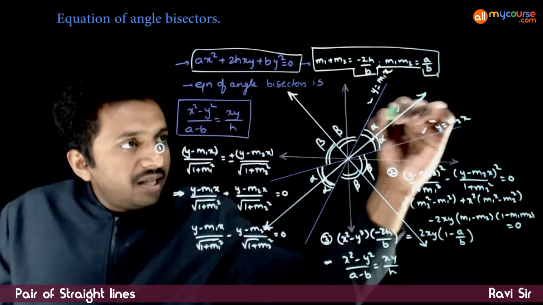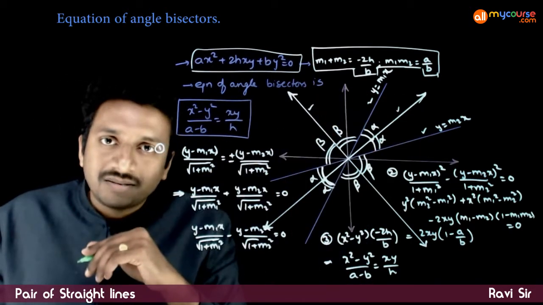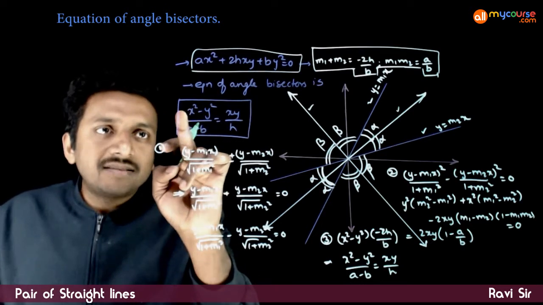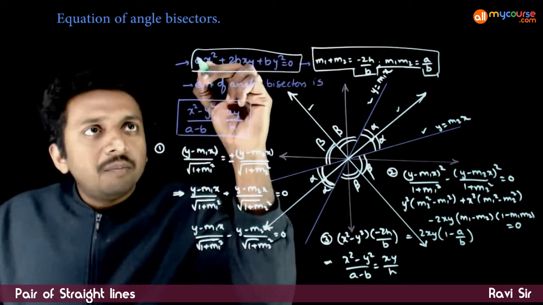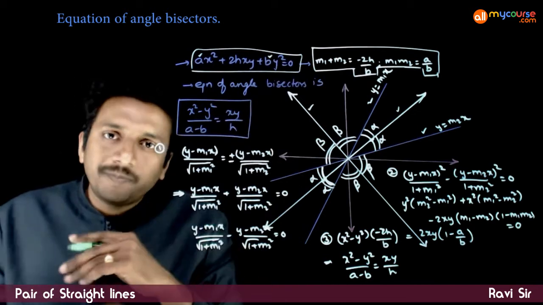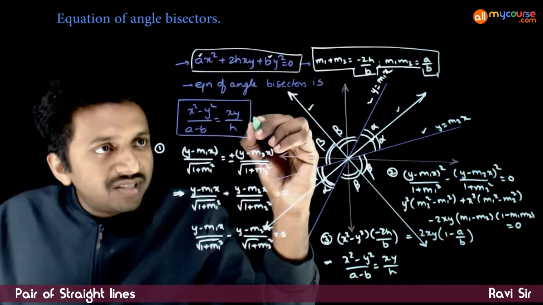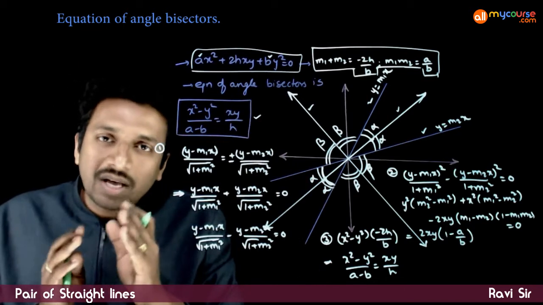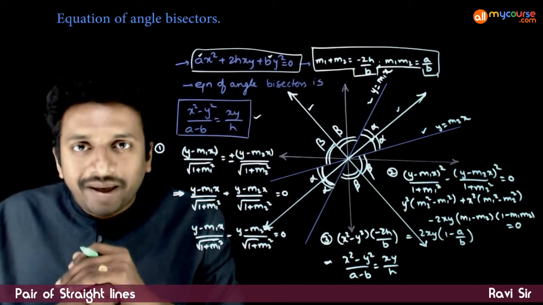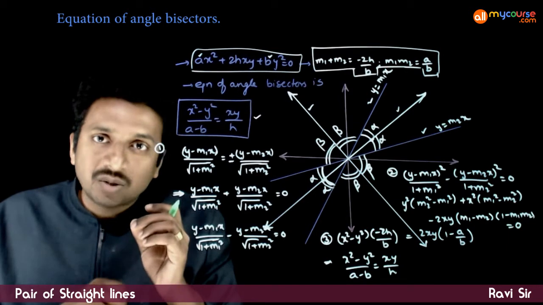So the combined equation of these two bisectors is given by (x square minus y square) by (a minus b) is equal to xy by h. So you need to remember this equation. x square minus y square by a minus b is equal to xy by h.